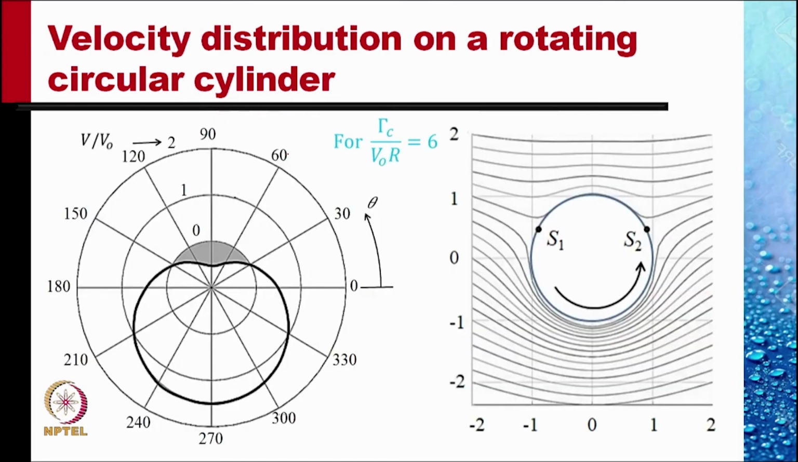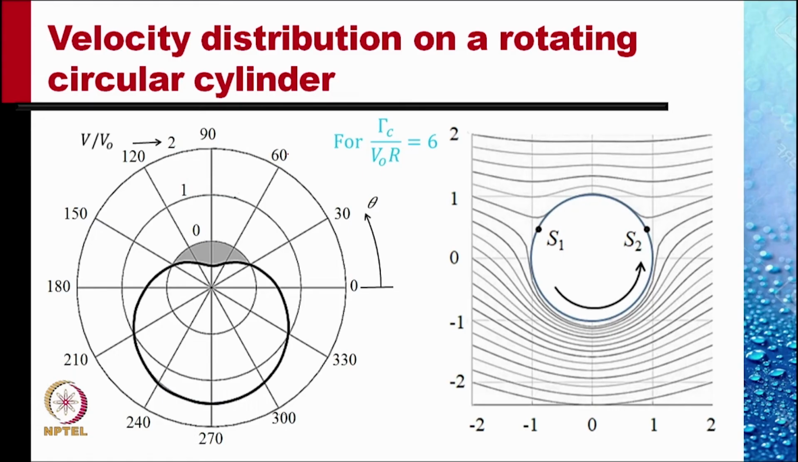This is the polar plot of the velocity v by v naught, v naught being the free stream velocity. And this we have plotted for gamma divided by v naught r equal to 6, which was less than what is critical. So there are two stagnation points S1 and S2 as shown. The stagnation points are now at a little below 30 degrees and a little above 150 degrees. The velocity v by v naught is 0 there.